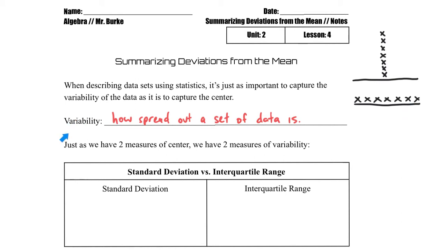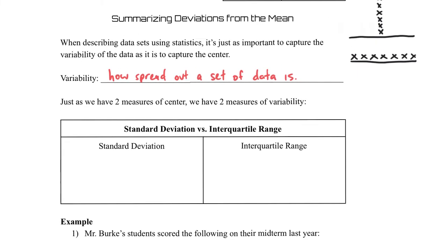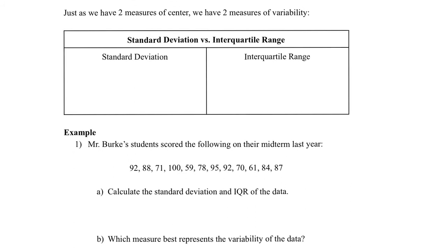And so we need to measure how spread out the data is so that we get a clear picture of what the data actually is about. And just like we have two measures of the center, the median and the mean, which we use depending on whether or not the data is skewed, we have the same exact thing for variability.